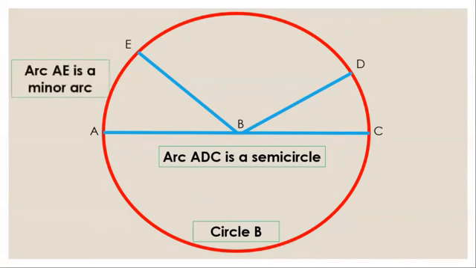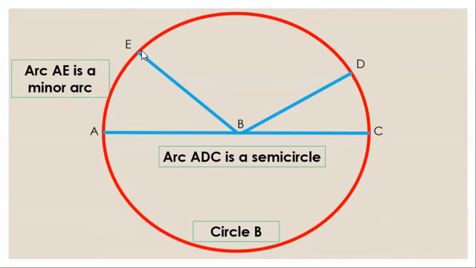Next, let's have an example of a minor arc. So let's have here arc AE. So ang sabi po kanina, a minor arc is less than a semicircle. So dapat po ay hindi siya lalagpas sa isang semicircle. So we have here arc AE, or we can also name it as arc EA. Okay lang po yun. So it is a minor arc.